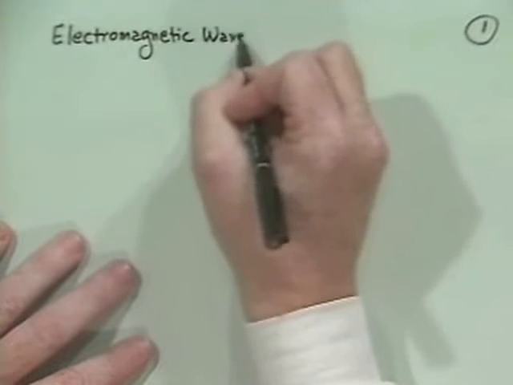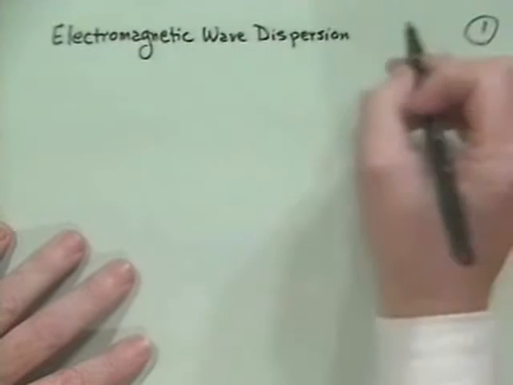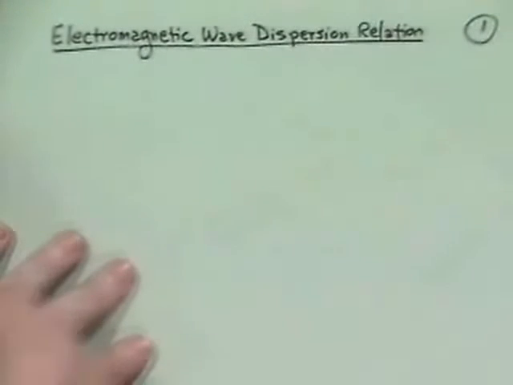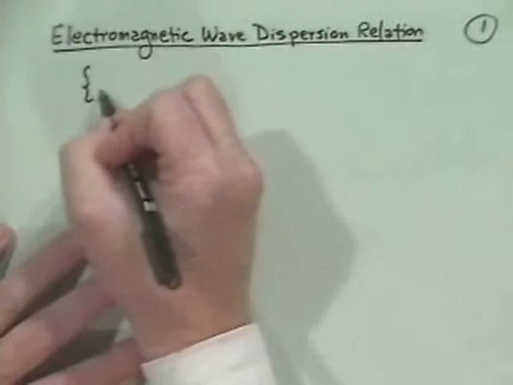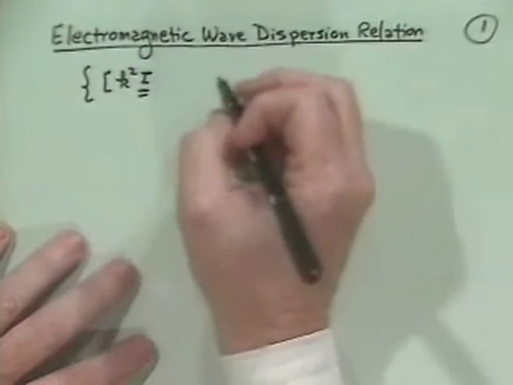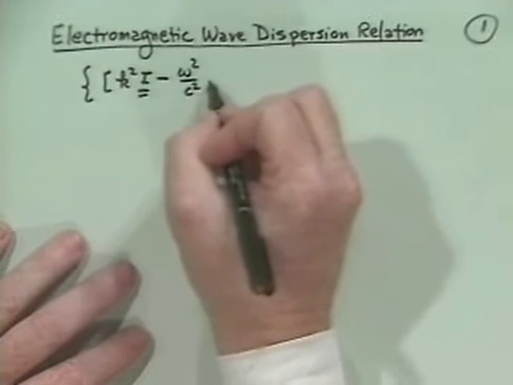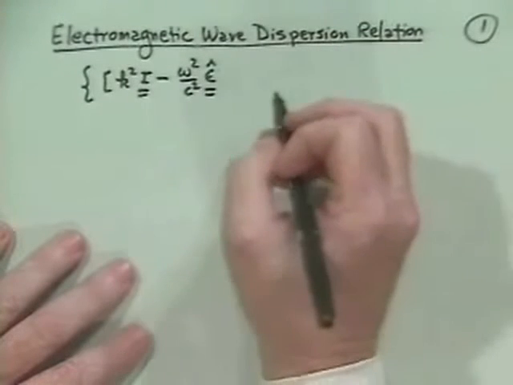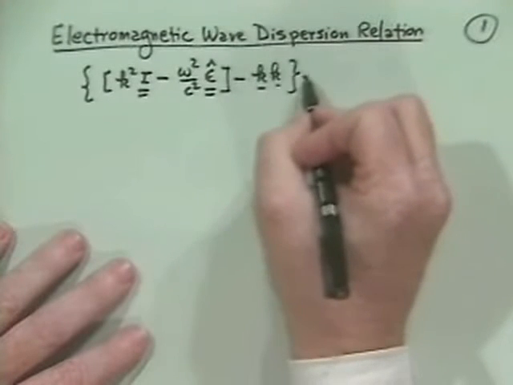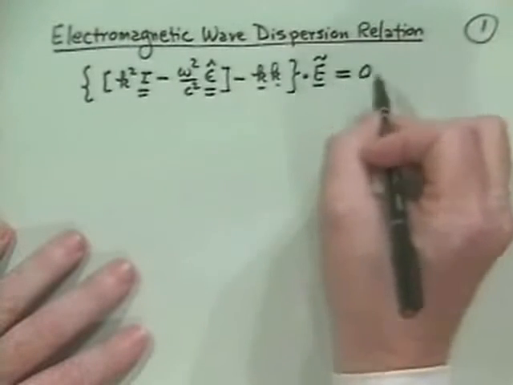wave dispersion relation. And what it really comes in is in the form of a set of three equations in a matrix form operating on the electric field. So the idea was it was k squared times the identity tensor minus omega squared over c squared times the dielectric tensor minus the k vector, all dotted into E tilde, which is then the vector Ex, Ey, Ez, is equal to zero.